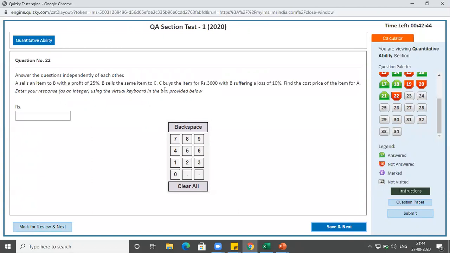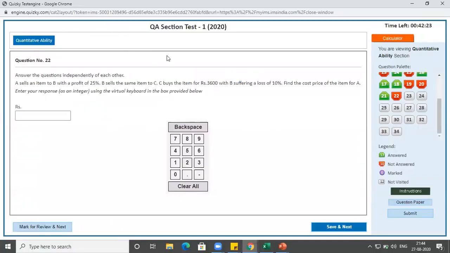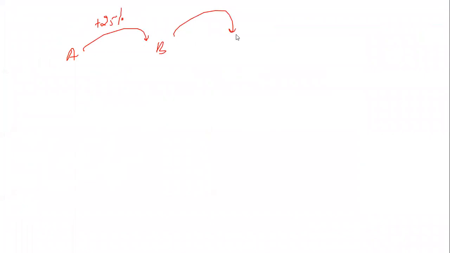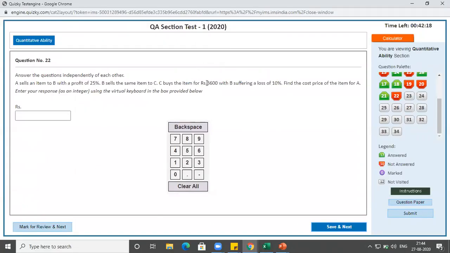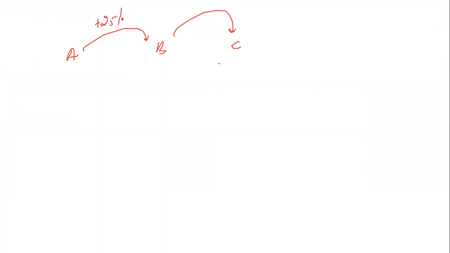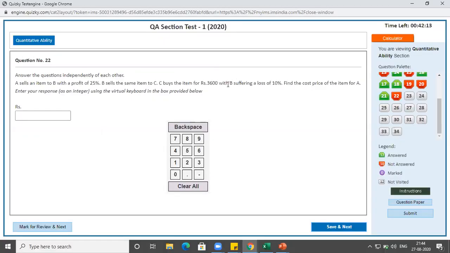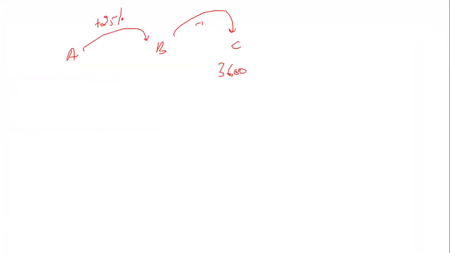Then the profit 25% is the same. I don't see. Okay, we can do this question. A sells an item to B with a profit of 25%. A इसने B को कुछ item बेची 25% gain पे. Okay, B sells the same item to C. This is B. B sells the same item to C. Okay, C buys item for 3600. C ने इसको खरीदा 3600 में. Okay, with B suffering a loss of 10%. So B ने उसको 10% loss पे.